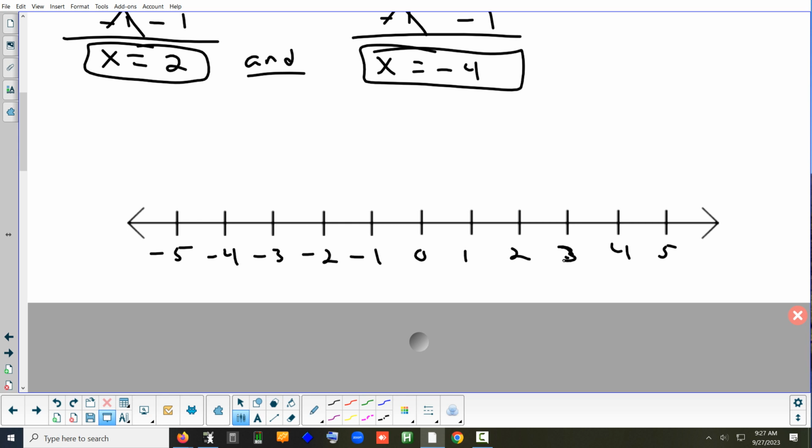And what's the first answer we got? 2. So we're going to put a dot on 2. That's how you graph that answer. And then what's the second answer? Negative 4. So when you graph your answers, all you have to do is put 2 dots on the numbers that are the answer. And that's it.